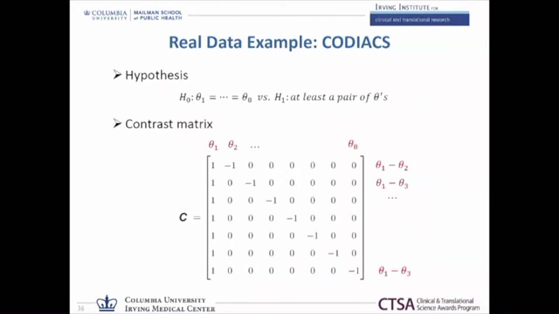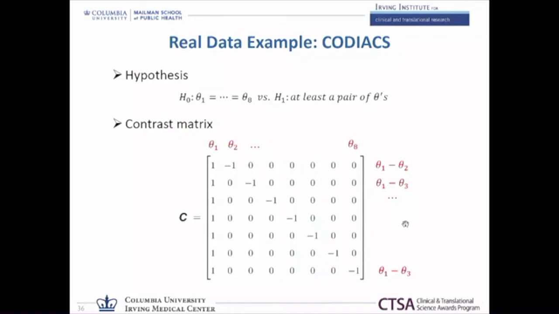Let's use the example of CODIACS to see how we conduct the global test. We have 8 adaptive interventions in this study. So the null hypothesis of the global test is all 8 adaptive interventions have the same value. To calculate the test statistics, first we need to construct the contrast matrix.